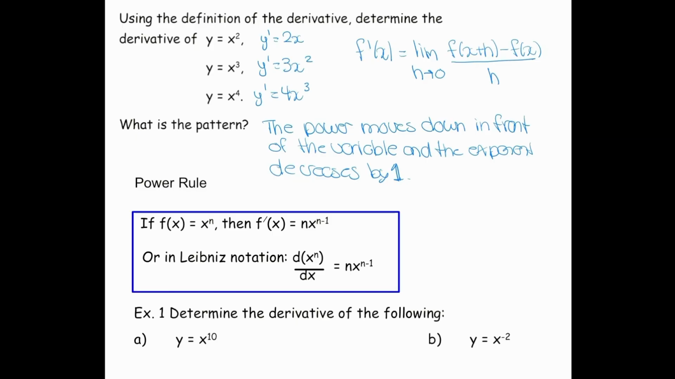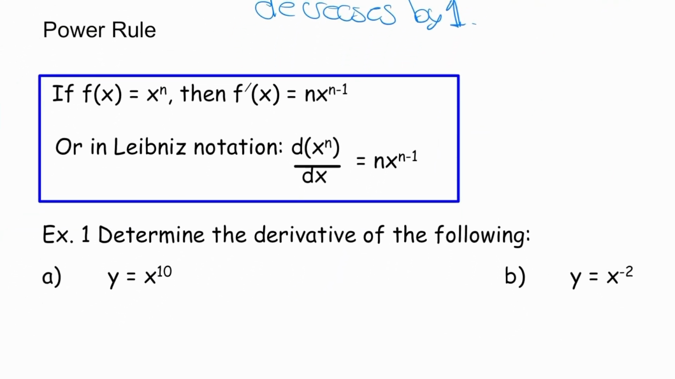So if we have y equals x to the power of 10, we are going to move the power down in front. So y prime is going to be equal to 10x, and then we're going to take 10 minus 1 as our new power, to the power of 9.